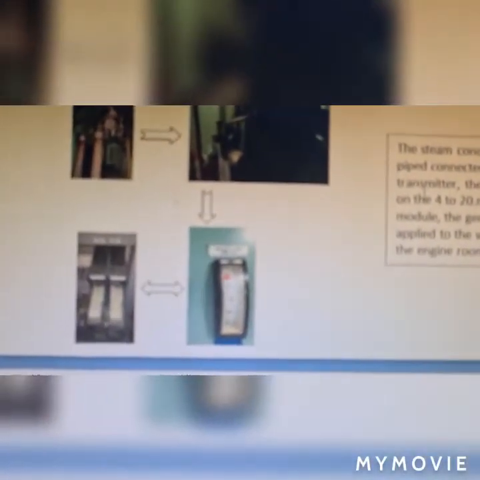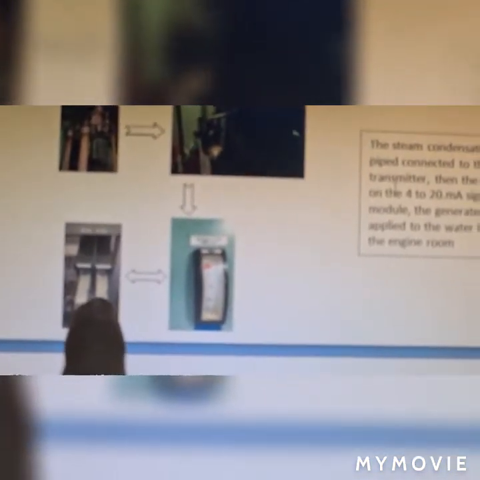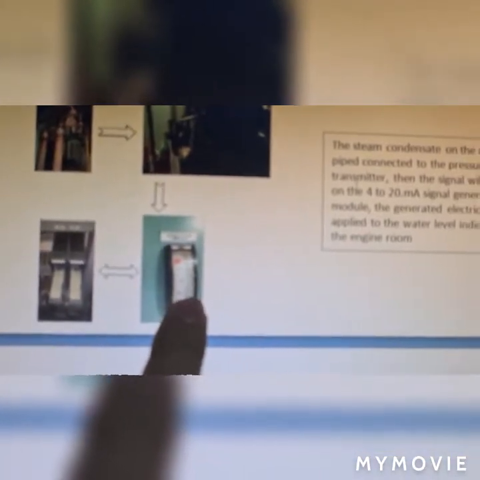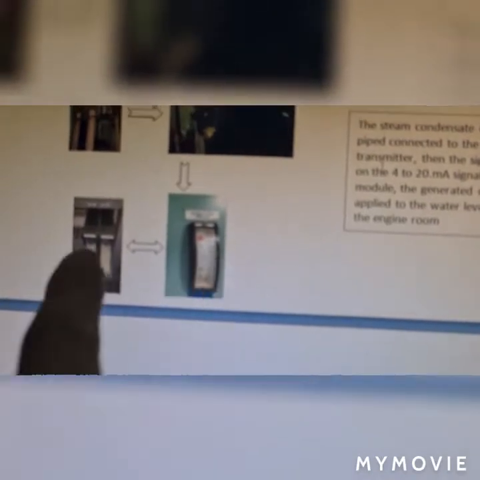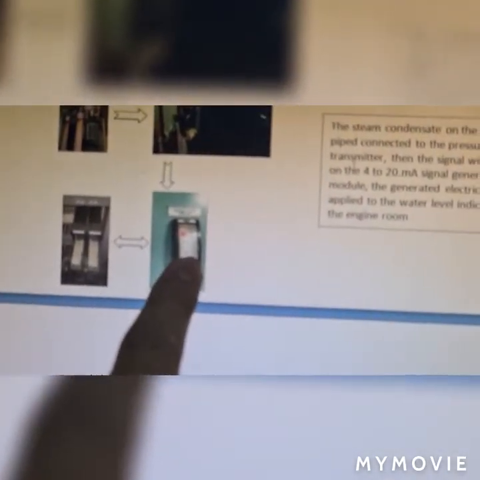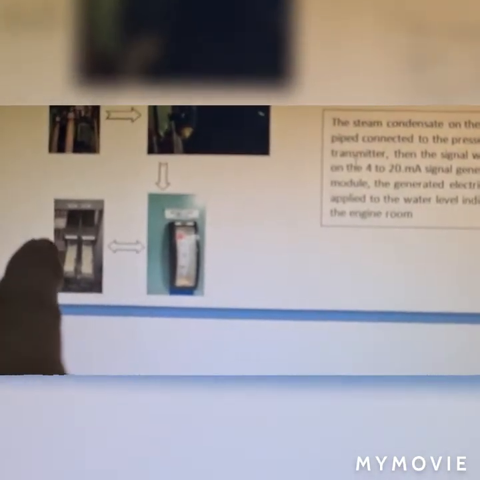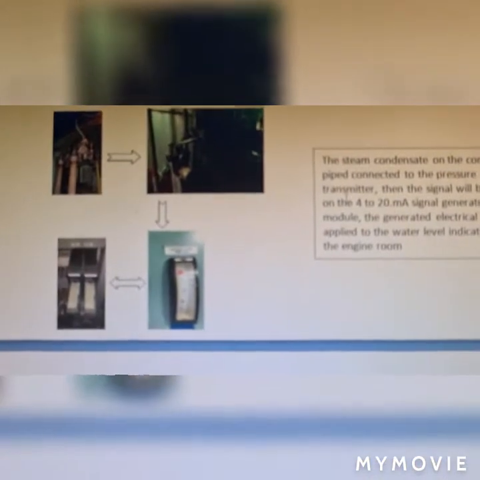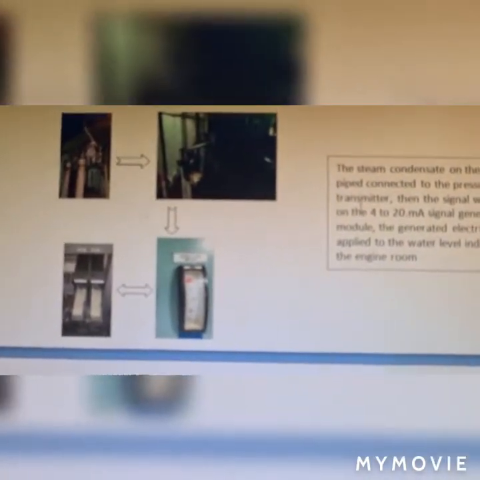And that 4 to 20 converter module gives an equivalent signal to the level indicator in the engine room. One module gives the level indicator in the engine room, and the other module is the one responsible to start and stop the feed pump of my boiler.